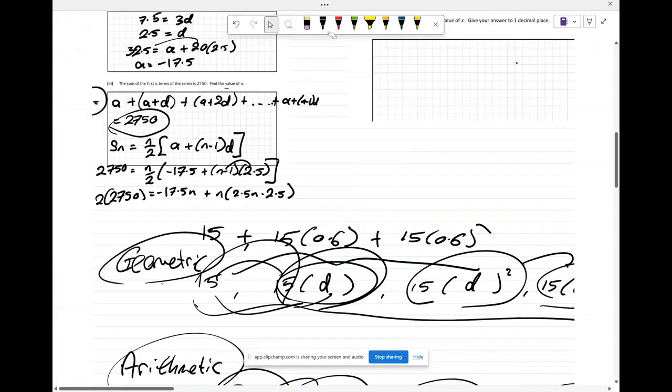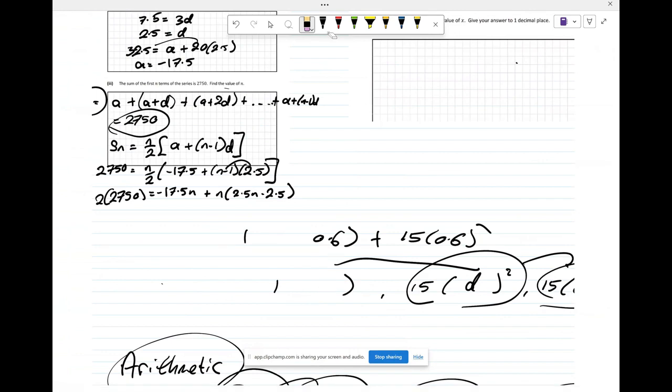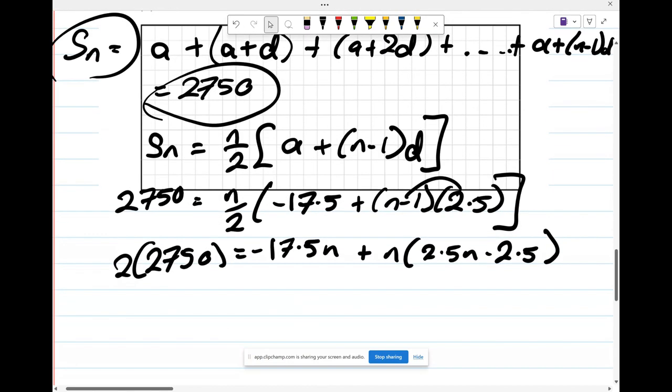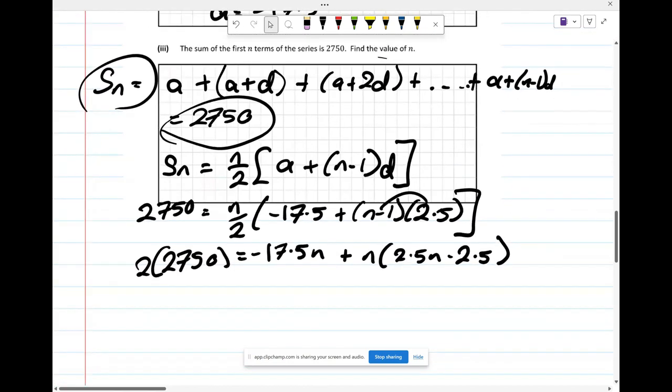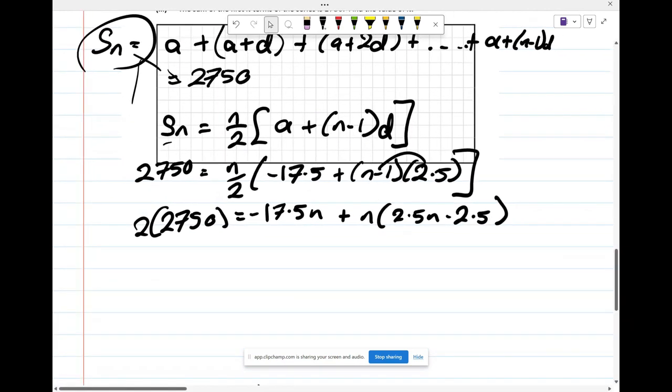I'll clear a bit of space. Hopefully I'm not making any calculation errors, but if I do, don't focus too heavily on them. Just think about what we're actually doing. So we set this equal to this, and we just get to work backwards then and find n. I'm not too worried about calculation errors. Okay, so let's keep going.